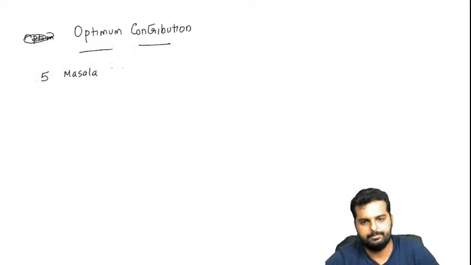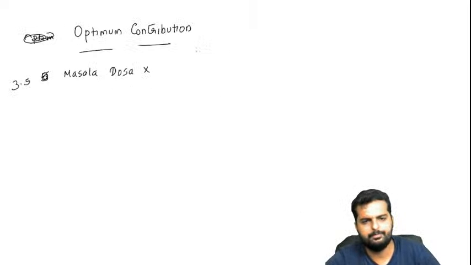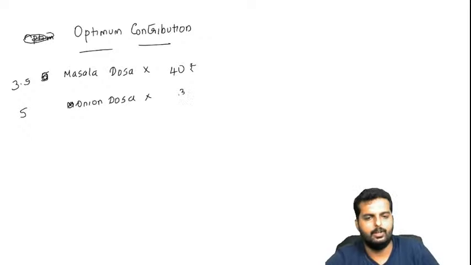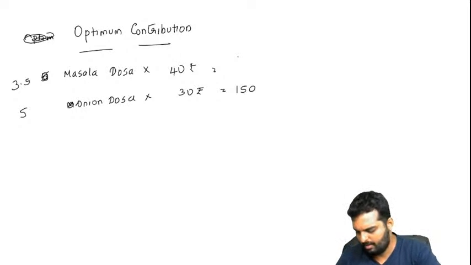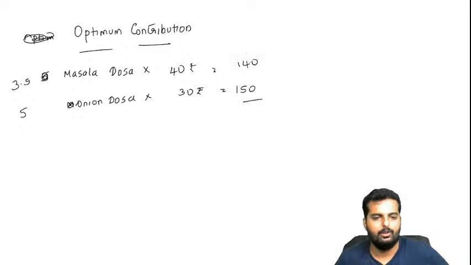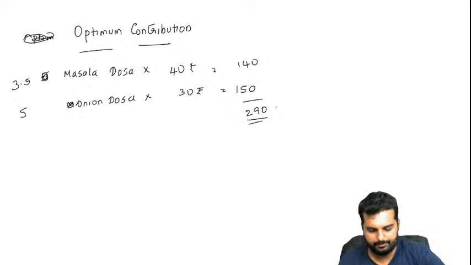5 masala dosa into, not 5 here, how many masala dosas are we making? 3.5 masala dosa into, what is the contribution of masala dosa? Is it 40 rupees? 5 onion dosa into 30 rupees. So here I am getting 150. Here I am getting, how much is 40 into 3.5? That is 140. So I get the total as how much? 290. Can you write down till here in your books now?